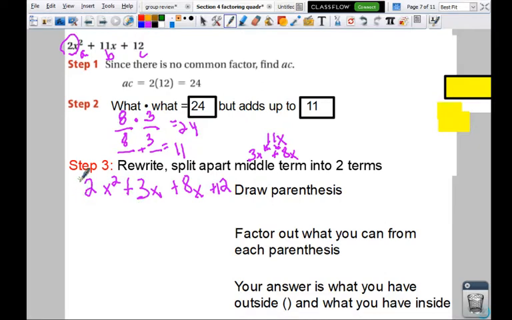What I'm going to do is put parentheses around the first 2 and parentheses around the second 2. And I'm going to factor out whatever I can from each parenthesis. So I'm going to look here at 2x squared plus 3x. What can I take out of both of these? Just an x, right? I can't take out a number. So I'm going to factor out an x from my first parenthesis. And then for my second parenthesis, what can I take out of 8x and 12? I take out a 4, right? So I'm going to factor out a 4. So I'm doing like 2 mini factorings, all at the same time.